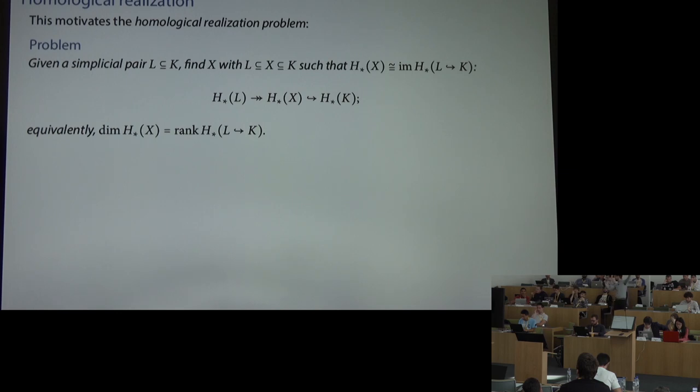This is like an hourglass of linear algebra, right? You have something to the left, something smaller in the middle, something bigger to the right. Then the dimension of the thing in the middle is always the rank of this map from left to right. And the point here is we want to realize this rank of the map as a space, right? We want to have this appear as a space that's required to be sandwiched between K and L. It's a subspace of K, but it includes L. Let me show you a picture of what I'm expecting.